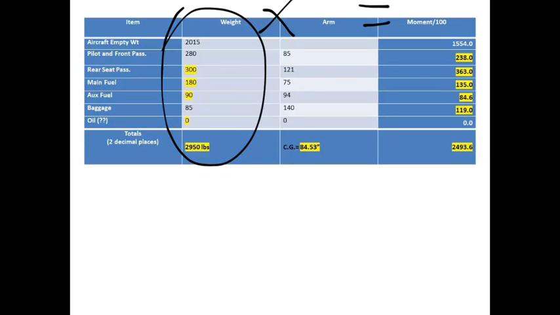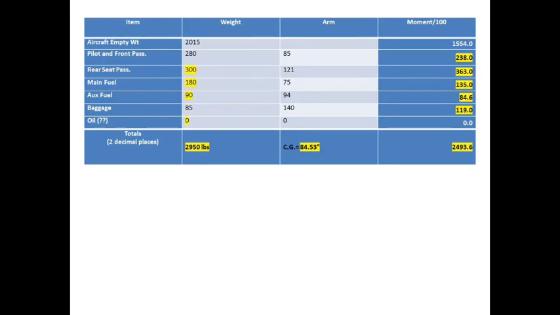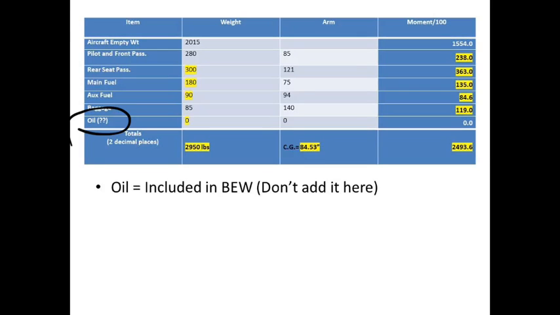So I'm encouraged, and you should be encouraged by that as well. Pay attention to the notes. Here's one of the first things I wanted to bring up. Oil sometimes is included in the basic empty weight, sometimes it's not. So pay attention to the notes. If the oil is included in the basic empty weight of the aircraft, you do not need to add it, nor should you add it into this.